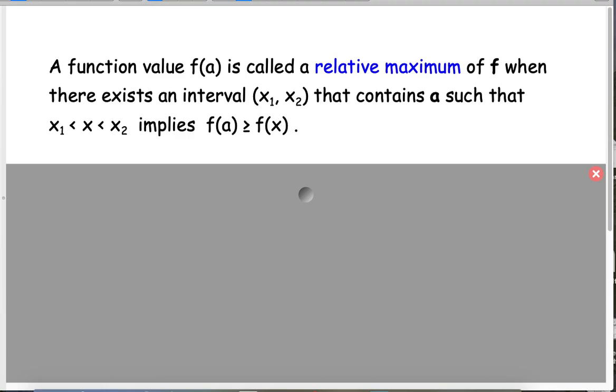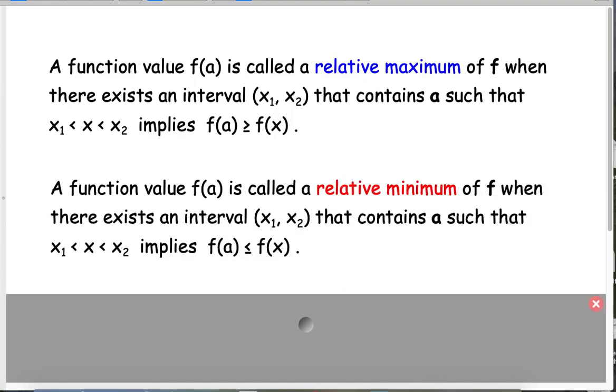All right, now I talked about maximums and minimums. A function value f of a, now this is the output value, is called a relative maximum of f when there exists an interval x sub 1, x sub 2 that contains a such that x sub 1 less than x sub 2 implies that f of a is greater than or equal to f of x. It's probably more complicated, and don't put too much time into the very detailed definition of this. But basically I showed you from the graph where the relative maximum was, and that was at x equals negative 2, and the relative minimum was at x equals 0.